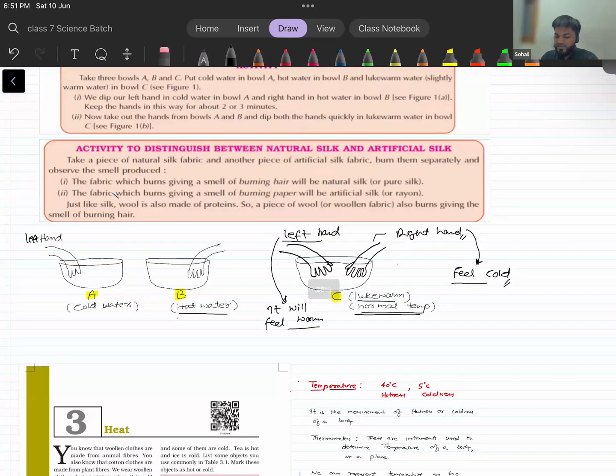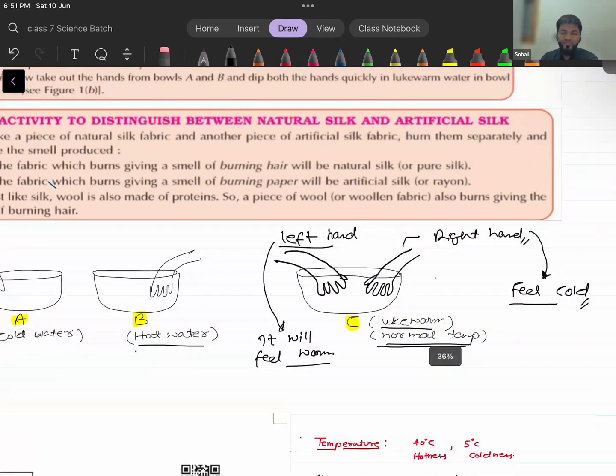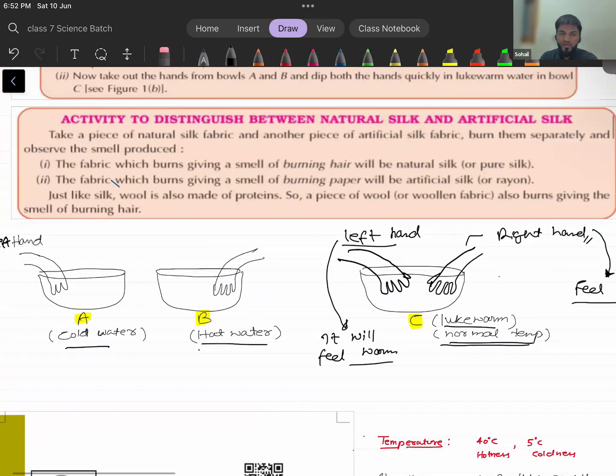Okay. Now, what is actually happening here? Why are we experiencing such different behavior? The reason is that heat travels from a hotter object to a colder object. So our left hand was what? It was placed in cold water, right? Yes. So it is cold, and in comparison to our hand, the lukewarm water is a little bit warmer. So heat will transfer to our hand from this lukewarm water. Hence, it will feel warm, right, Mafaz?